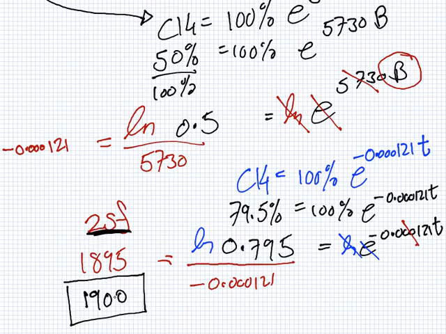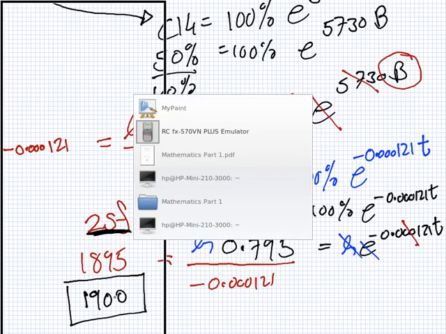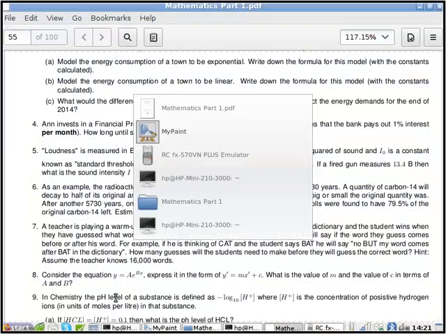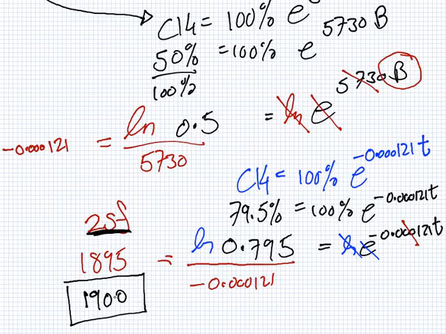Okay, you have this? Yeah? So what's next? Number 7! What's 7 about? So the T is... I like this one. The T is... Time? Yeah. Be strong. Be strong.